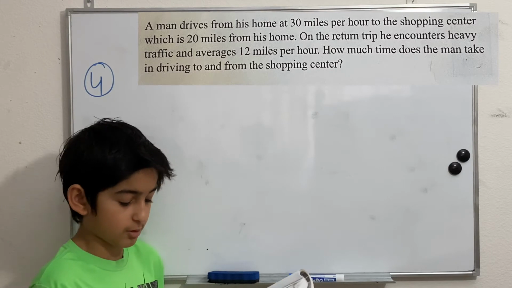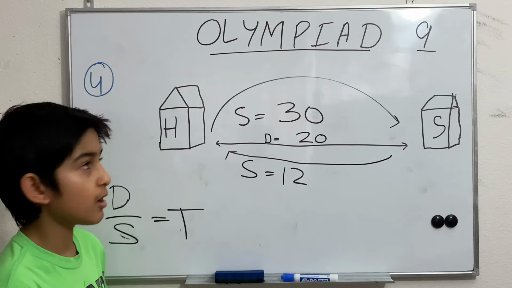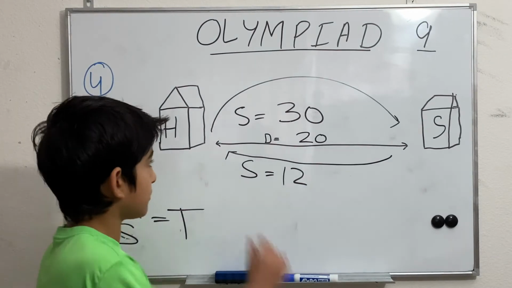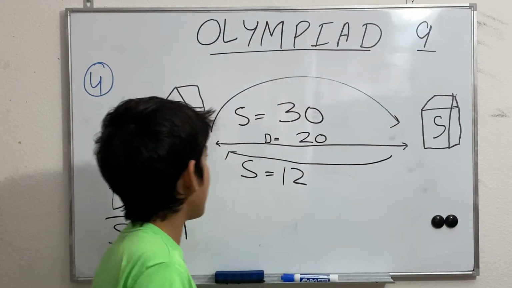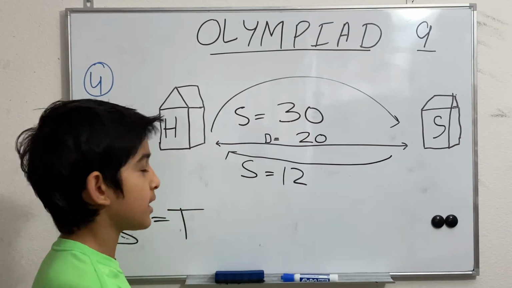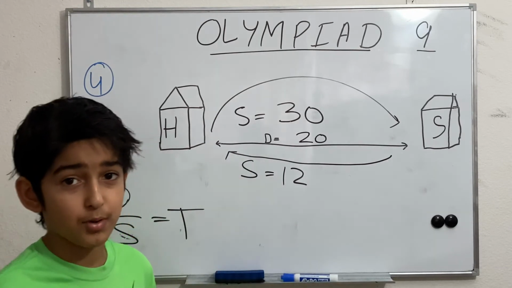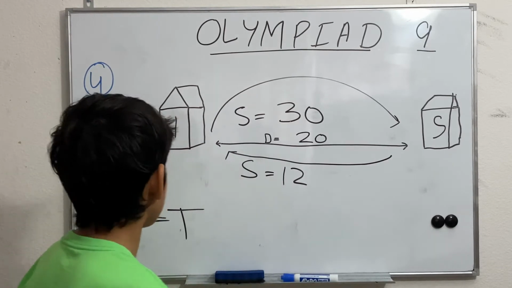How much time does a man take in driving to and from the shopping center? As the question says, a man traveled from his home to the shopping center at 30 miles per hour, and the distance was 20 miles. Then he had heavy traffic, so he only went 12 miles per hour when coming back. Okay, so let's use our formula.